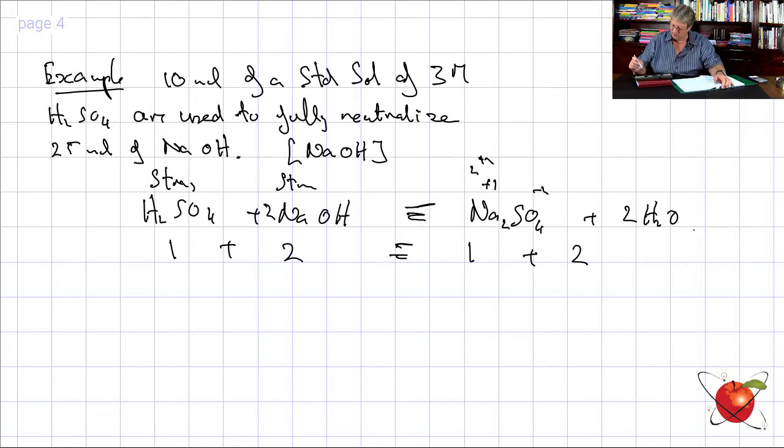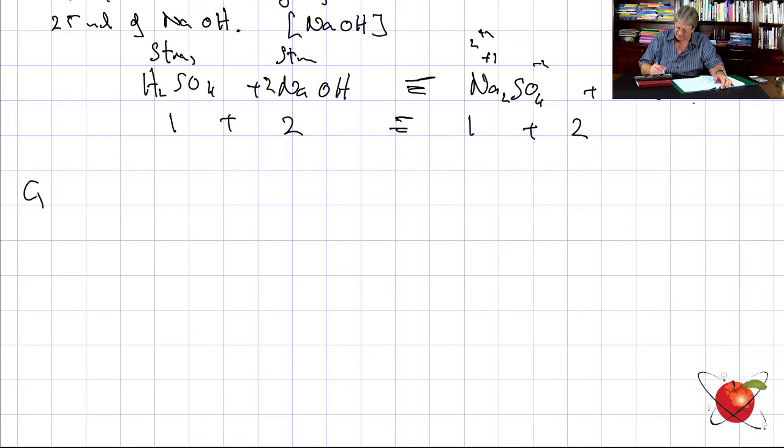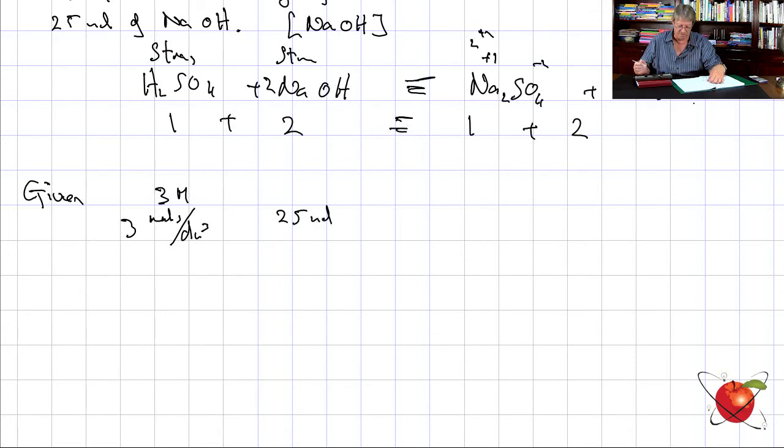So let us see. Let's write down. What are we given here? Given 3 moles. That is a concentration, 3 moles in every cubic decimeter. I am given here 25 milliliters of the stuff. And the volume of the acid here was 10 milliliters, which is 0.01 decimeters cubed. You can see I'm just going through the same motions, aren't I?